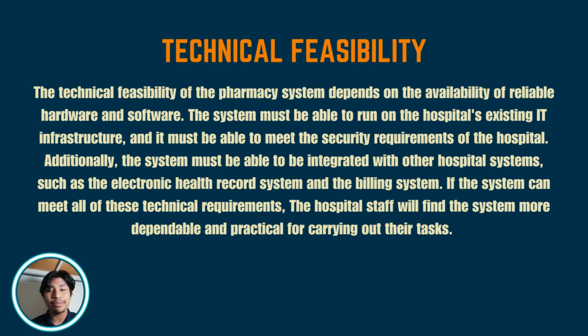Next is technical feasibility. The technical feasibility of the pharmacy system depends on the availability of reliable hardware and software. The system must be able to run on the hospital's existing IT infrastructure and must be able to meet the security requirements of the hospital. Additionally, the system must be able to be integrated with other hospital systems, such as the electronic health record system and the billing system. If the system can meet all of these technical requirements, the hospital staff will find the system more dependable and practical for carrying out their tasks.